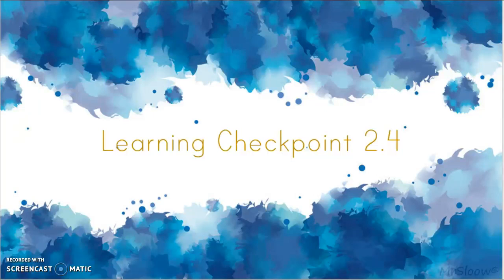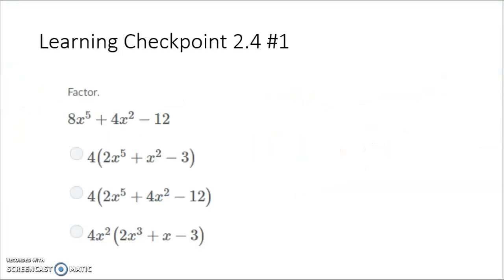Learning checkpoint 2.4. Number 1 asks you to factor the trinomial. And if you look at your answer choices, you can kind of see the trend of what this problem is asking you for. You are pulling anything that your three terms have in common out to the front of the parentheses and then writing your leftovers inside the parentheses.